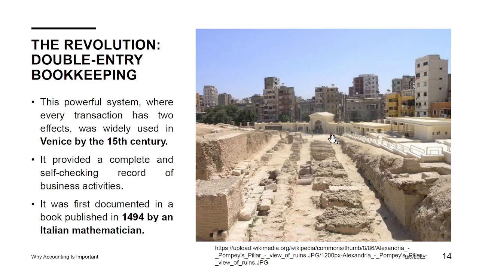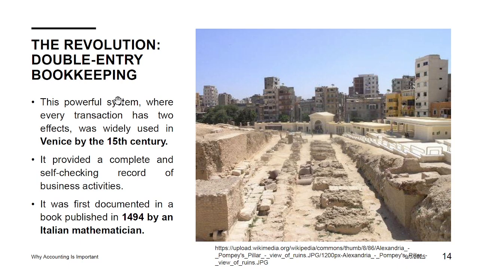So that's what we call a revolution of the accounting system. We call it double entry bookkeeping. So that's what we will learn during this course, right? A major revolution in accounting was the development of double entry bookkeeping. This is a powerful system where every transaction has two effects. So remember, every transaction has two effects. That's the reason why we call this a double entry bookkeeping system.